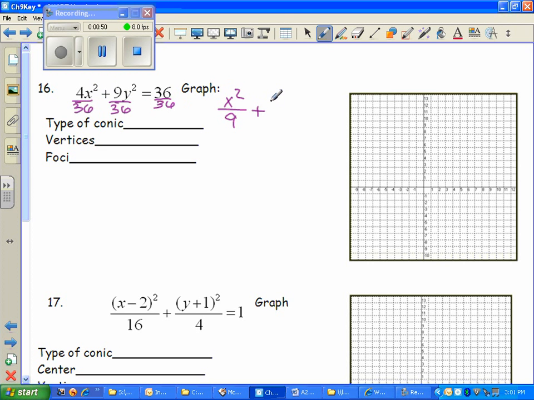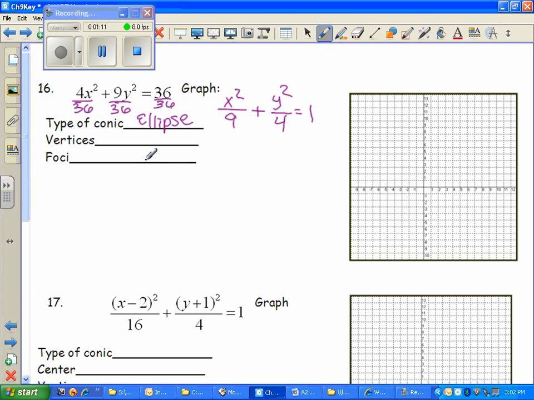And then plus, this would reduce to be y squared. 36 divided by 9 is 4. So 4 on the bottom there. And then 36 divided by 36 reduces to 1. So now it looks like the normal ellipse equation that we would have.